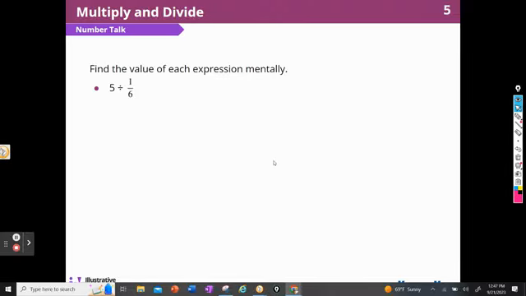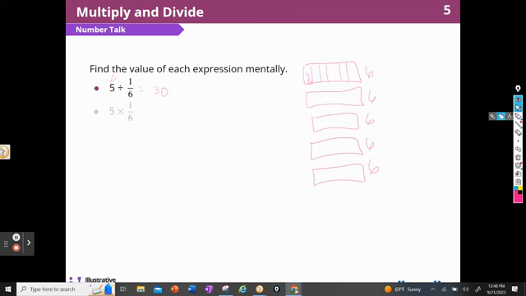5 divided by 1/6. So I multiplied 5 times 6, and I got 30. And I started with 5, so I knew that I would end up with an answer that was bigger than 1, right? And I could draw that if I wanted to. 1, 2, 3, 4, 5, and divide them into 1/6s. And how many 1/6 are in each one, right? There's going to be 6 in each one. So how many 1/6s are in 5s? There are 30 of them. All right, let's move on to our next one.